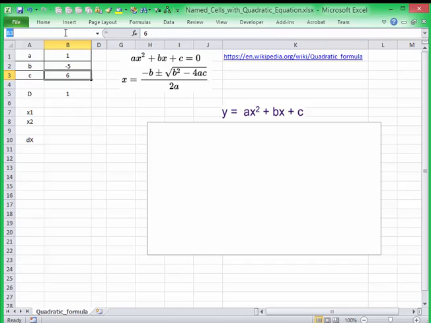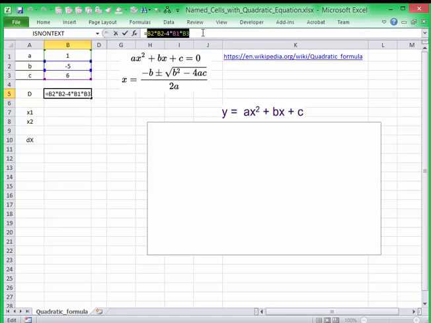It appeared that Excel doesn't allow using some letters as names for cells. So C is one of these letters and I will use E instead of C here. From now on we can refer to these cells by their names. Let's put the expression in a new way using names of the cells instead of the old formula.